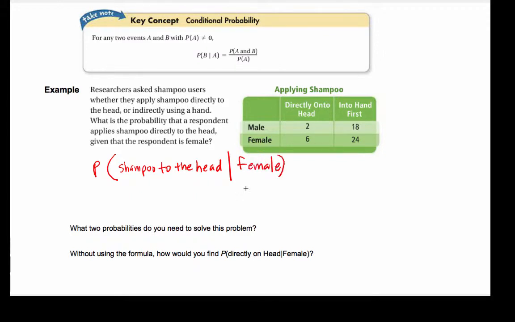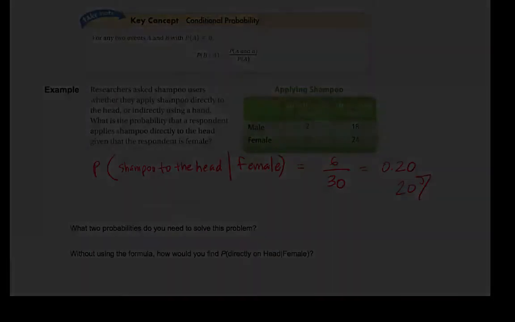So the first thing that we have to do to calculate this probability is we have to look at how many females there are that apply directly onto their head, and there are 6. And we have to put that over the total number of females, which is 30. So that is a 0.20 probability, or 20%.